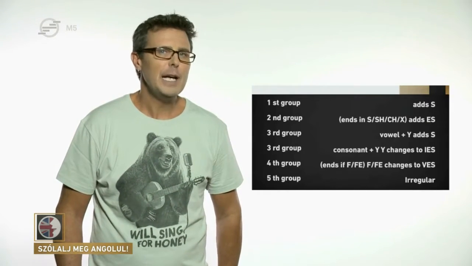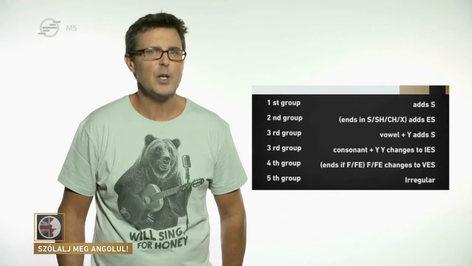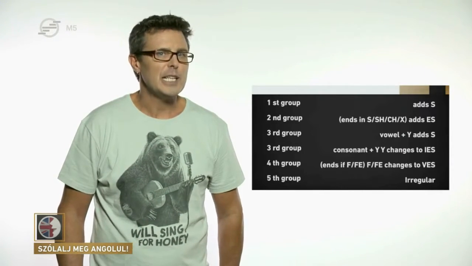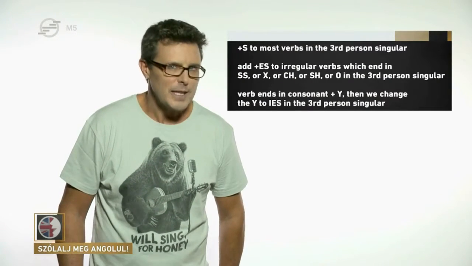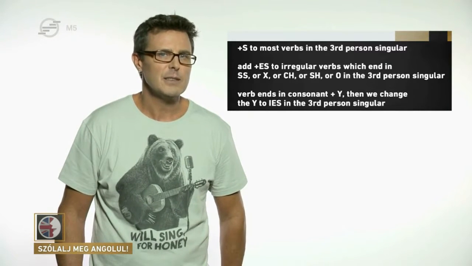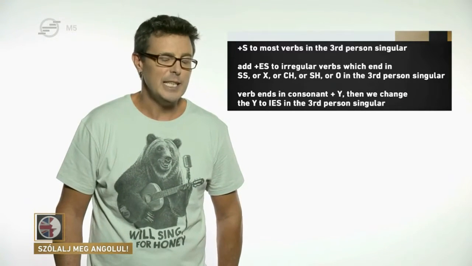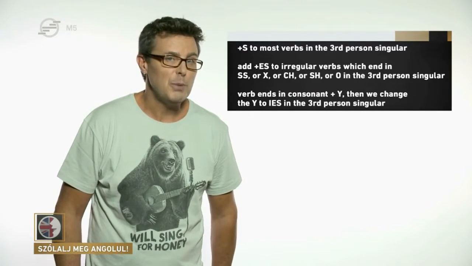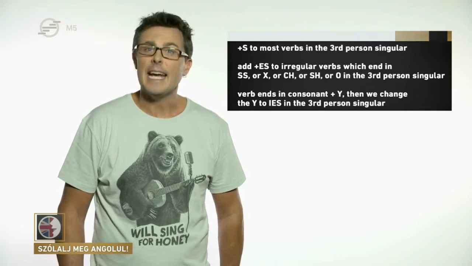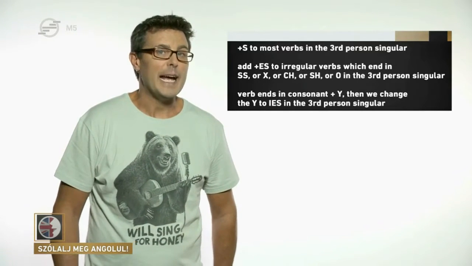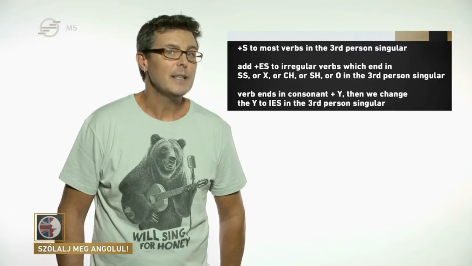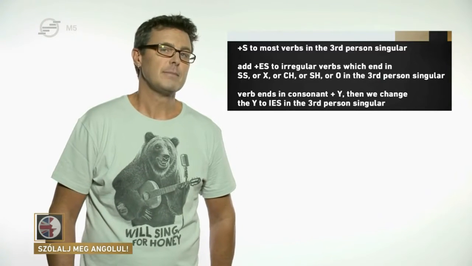Remember, we have 5 groups of spelling when we change singular nouns into plural nouns. We also have spelling changes in the present simple tense. Do you remember? That's right. In the present simple tense, the third person singular changes, doesn't it? In the present simple, in the third person, we normally add an S. Sometimes we add ES, and sometimes we change the ending Y to IES.